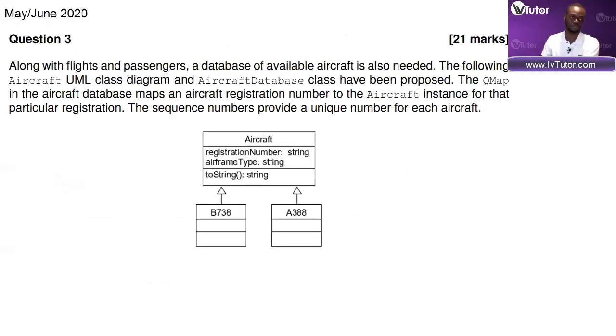And here's another example. Along with flights and passengers, a database of available aircraft is also needed. The following aircraft UML class diagram and aircraft database class have been proposed. The QMap in the aircraft database maps an aircraft registration number to the aircraft instance for that particular registration. The sequence numbers provide a unique number for each aircraft, so that's the aircraft stuff that's going on there.